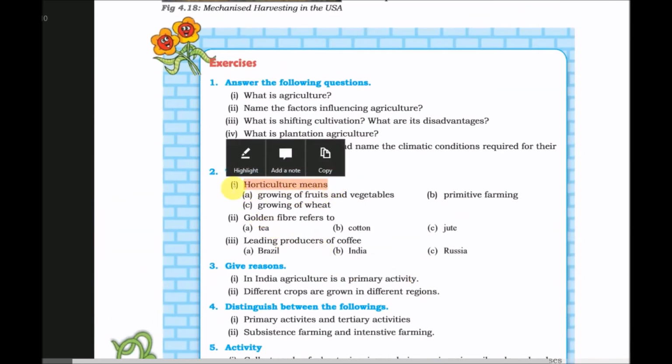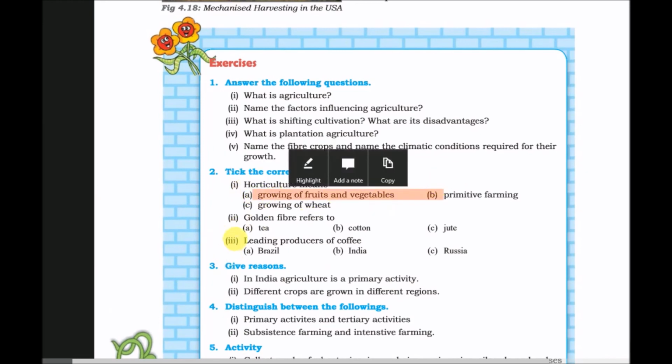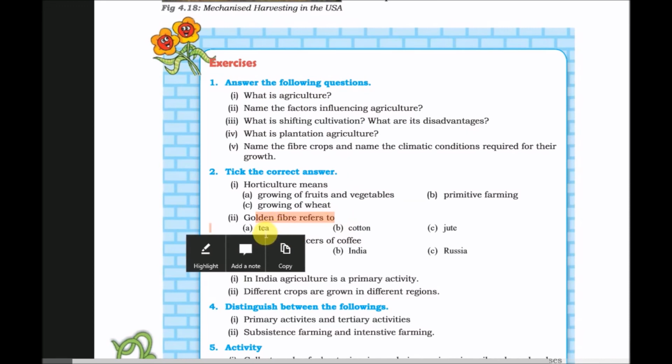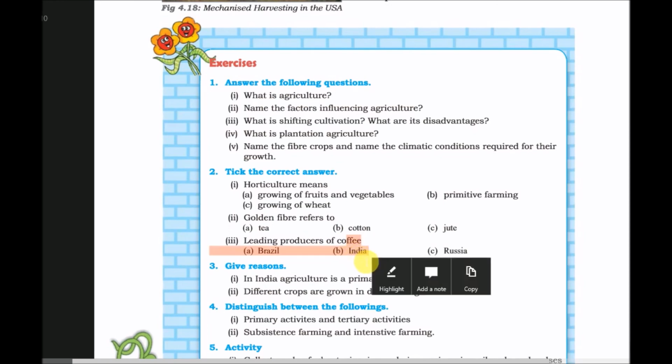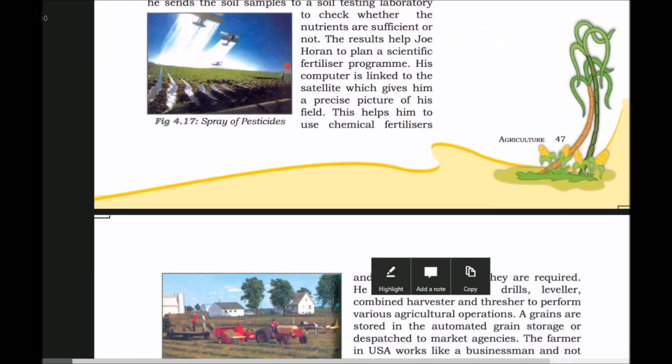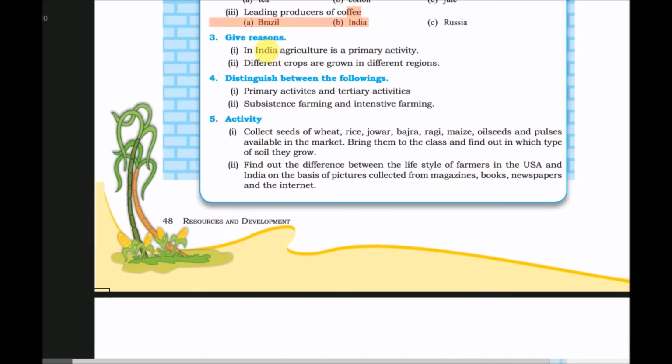Now here we come to tick the correct answer. Horticulture means growing of fruit and vegetables. Golden fiber refers to jute. The leading producer of coffee is India. India is a leading producer of coffee. Now in India, agriculture is a primary activity. Now you have to give the reason. So you have to find it.